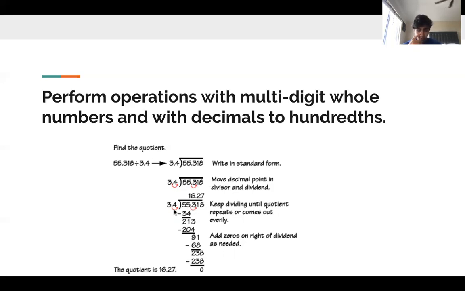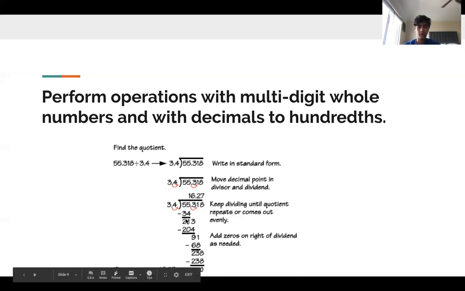So 34 goes into 55. Well, it goes in one time, so you put a 1 up here. Subtract the 34, and you get 21. 34 doesn't go into 21, so you drop the 3. 34 goes into 213 6 times, and 34 times 6 will give you 204. You subtract it, you get 9. 34 doesn't go into 9.